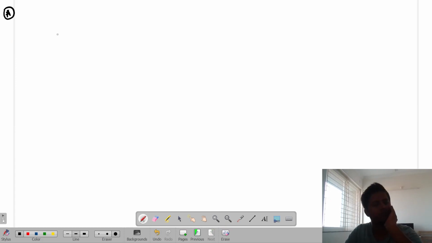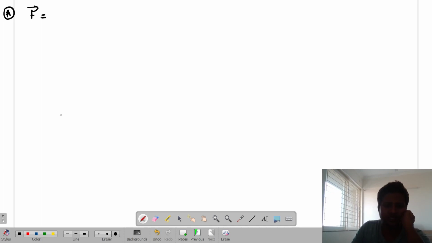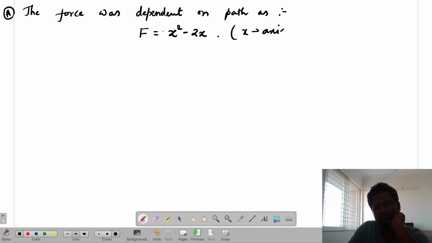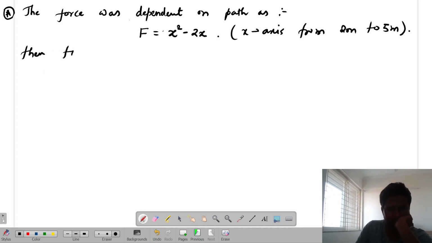Okay, now let's go to a slightly more typical type of problem. Suppose it is said that the force varies in this way. Let us suppose the force is given as: the force must depend upon path as f is equal to x square minus 2x. What is given? F is equal to x square minus 2x. Then the question is, if the particle is taken on the x axis from 2 meters to 5 meters, then find the work done.